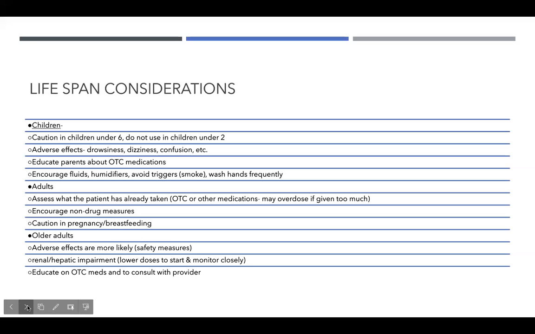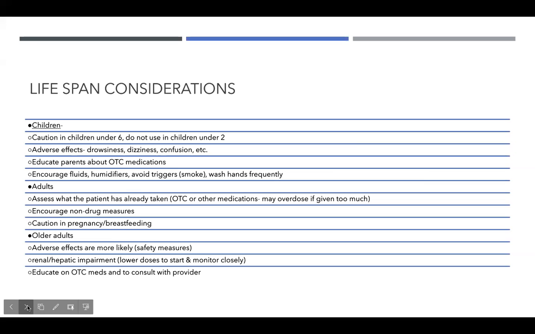Adults, we're going to assess what the patient's already been taking. Really have to be careful. Sometimes patients will take over-the-counter medications and they won't report it because they don't think that it's important, but we have to make sure we're not overdosing them. We're going to encourage non-drug measures.